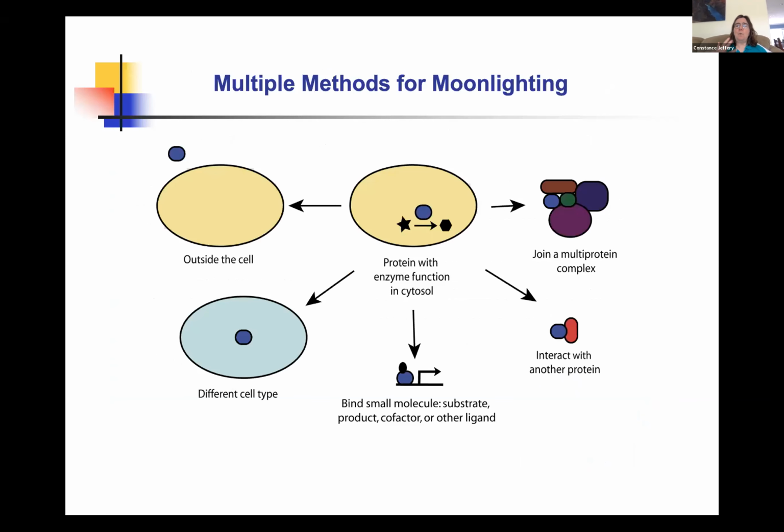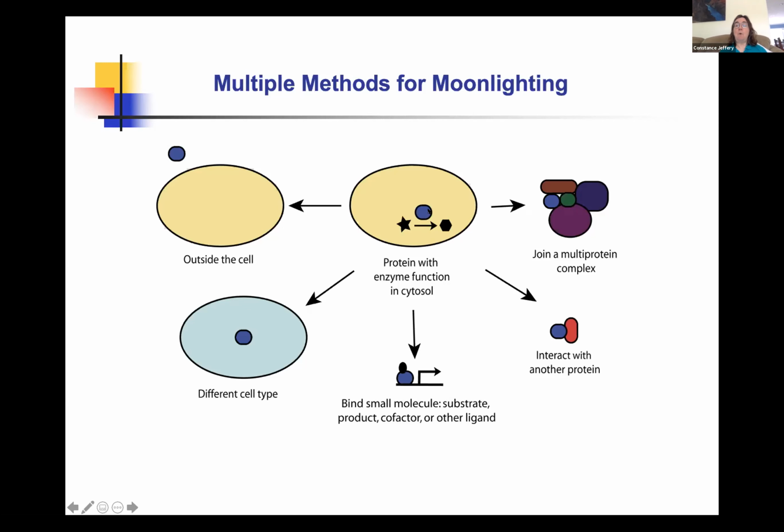There are also a lot of different ways for a protein to switch between functions. So if we think about that cytosolic enzyme like phosphoglucose isomerase inside the cell, it might have a second function outside the cell when secreted, such as a growth factor. Some proteins switch function when they're expressed in different cell types with different macromolecules and other cellular components. In some cases, binding of a small molecule, substrate, product, or other ligand can cause a switch between functions, for example, enzyme to translation or transcription factor.